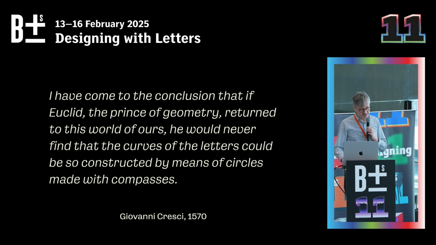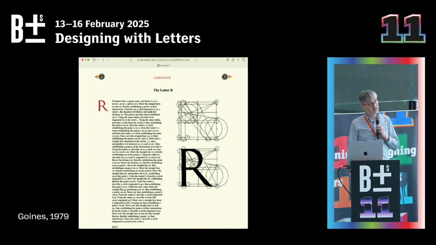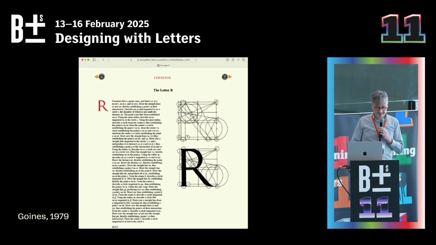A couple more that are worth checking out. Here's a constructed Roman alphabet by David Goines, dating from 1979, first as a poster, and that became a book, and the book is now a very nice website that you should check out. The text exemplifies the kind of mathematical expression that was often used in the Renaissance and classical times.